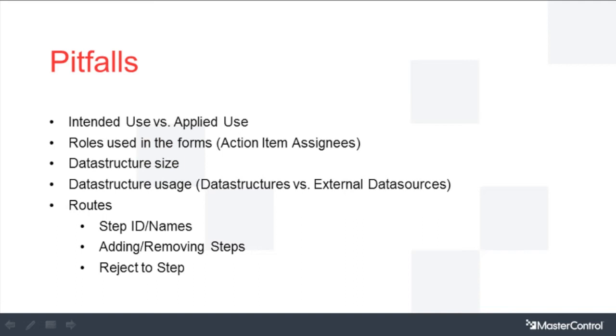So roles used in the forms. I'm going to use action items as an example. So David talked a little bit about action items. If anybody's familiar with action items, let's say in CAPA or a complaint, you can assign an effectiveness check to someone. Well, there's a little box there that's task assignee or action item assignee that has a list of users in it. Okay. A lot of customers will say, hey, I want everybody in the company to be in there because I could potentially assign any of these actions to anyone in the company.